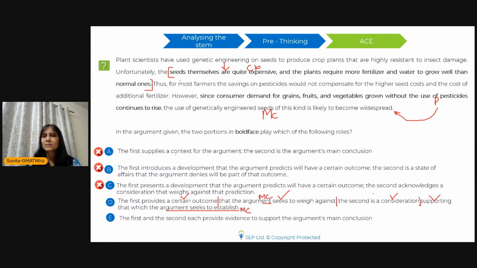Let's go to E. The first and second each provide evidence. Can we call each of them evidence? Well, a counter premise or a premise, they are facts. In this case, both are facts. So they are providing evidence. One is providing evidence against the main conclusion, one is providing evidence for the main conclusion. So far, so good. But do they support the argument's main conclusion? No, both are not supporting the argument's main conclusion, and therefore the correct answer is D.